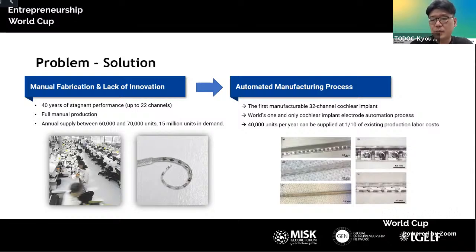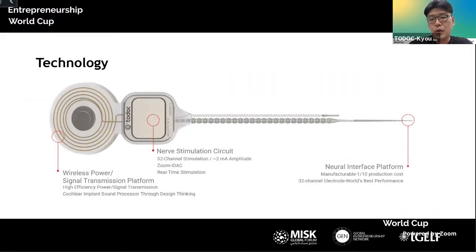The new automated production process allows us to add 32 channel electrodes instead of 22, which contributes to improved hearing performance. We proudly introduced Sullivan, a revolutionary cochlear implant technology with a microfabrication process based on neural interfaces and the highest level of platform technology. We have an implantable hermetic package platform with highly efficient power signal transmission and nerve stimulation circuit along with the high quality electrodes.